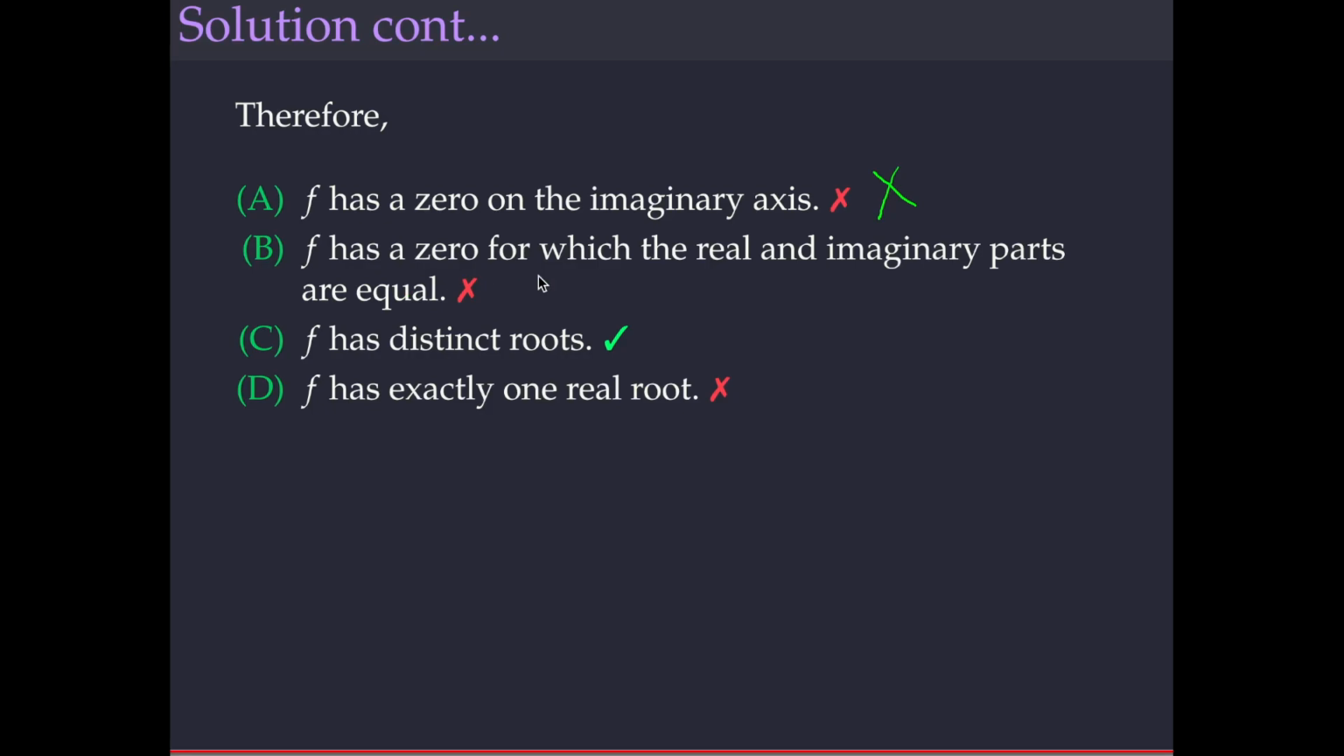F has a distinct root: this is true. And f has exactly one real root: this is also false. So why have I analyzed all the options? Because this was asked in part C, where more than one option can be true. If it would have been asked in part B, then as soon as I got the correct one, we could have stopped.